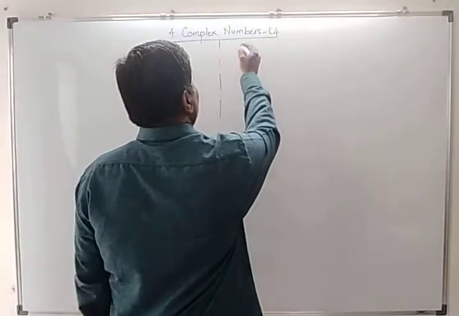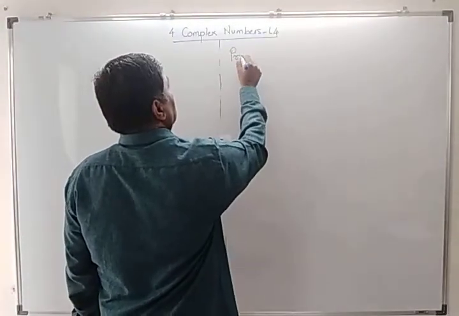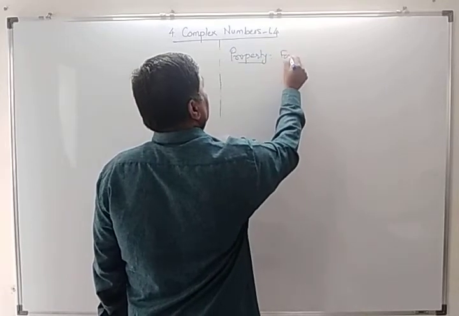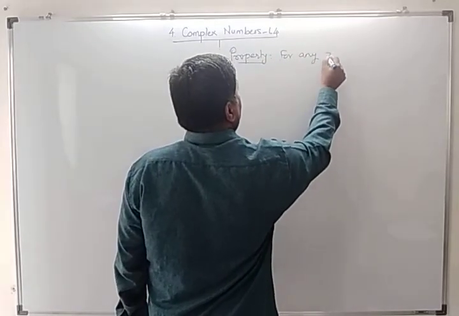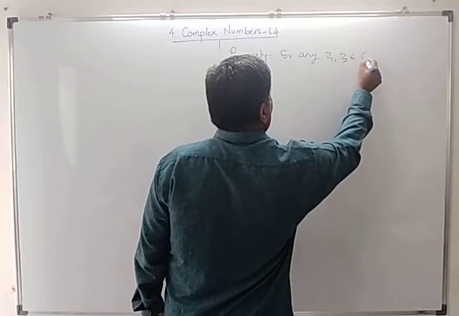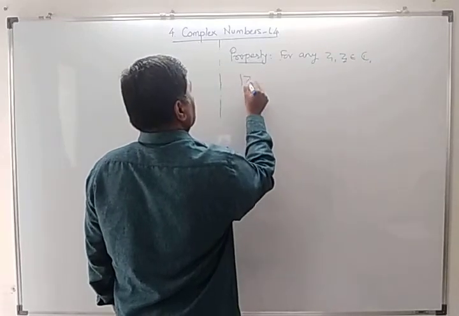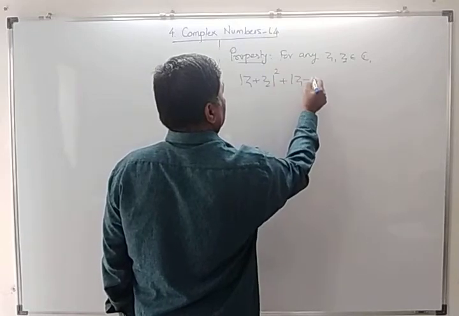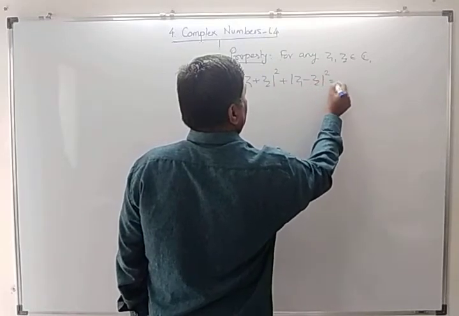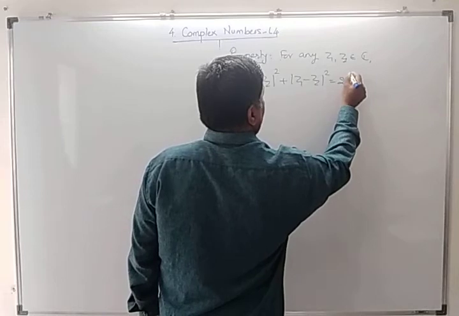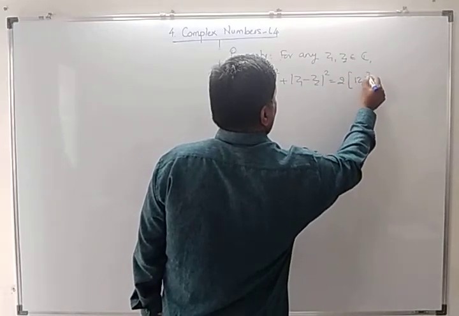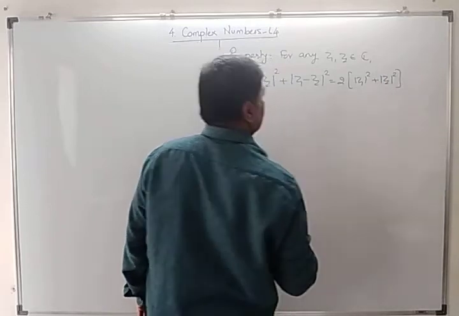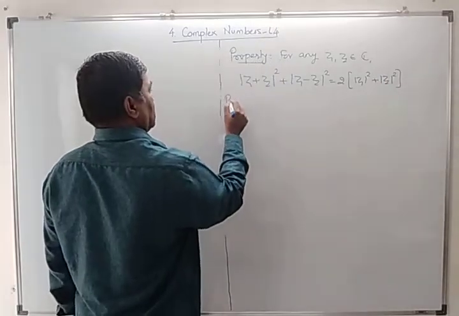Okay, so the next property: for any z1, z2 belongs to C, mod of z1 plus z2 squared plus mod of z1 minus z2 squared is equal to 2 times mod z1 squared plus mod z2 squared. Okay, so the proof.